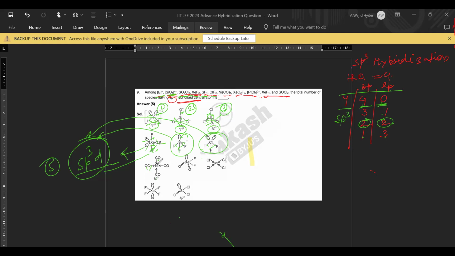Now see Ni(CO)4. 1 sigma bond, second sigma, third sigma, fourth sigma. In hybridization, only sigma bonds will be considered, never pi bonds. That is why here a double bond was there, but we have not considered this double bond. Bond pair means sigma bond only, never pi bond.